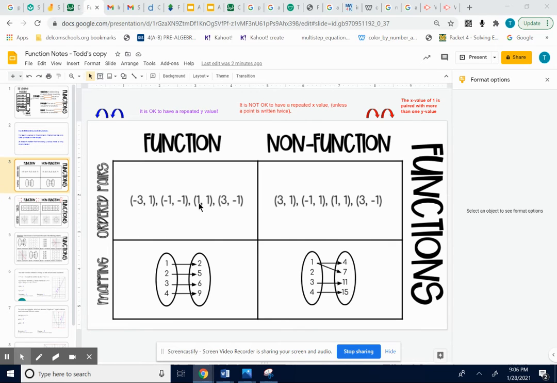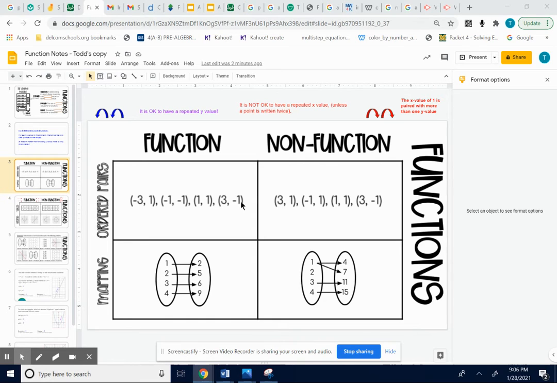Look at the third point: the x value of 1 is only paired with one number, nothing else. An x value of 1 isn't paired with anything else, it's just paired with the number 1. And the x value of 3 is only paired with one other number, the -1. So that's a function.